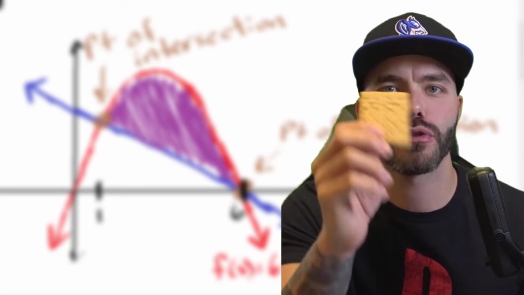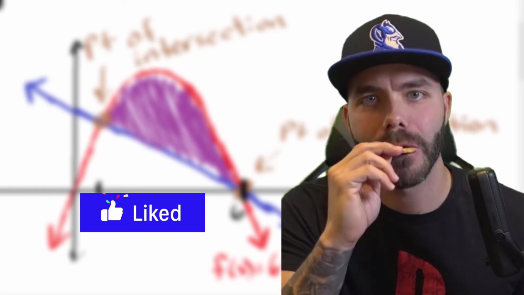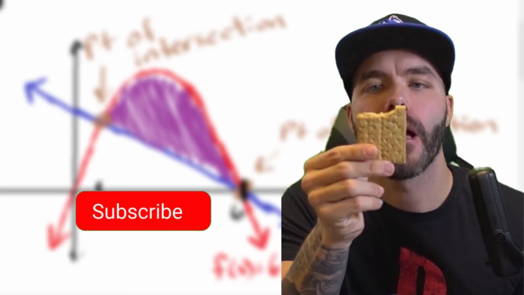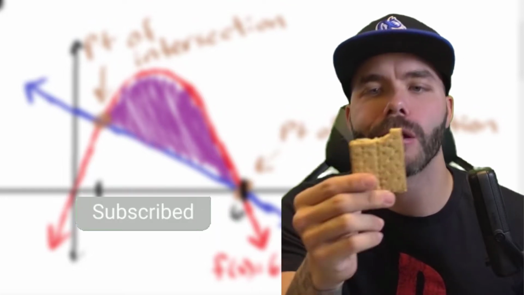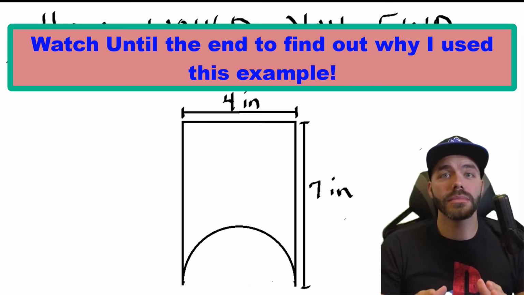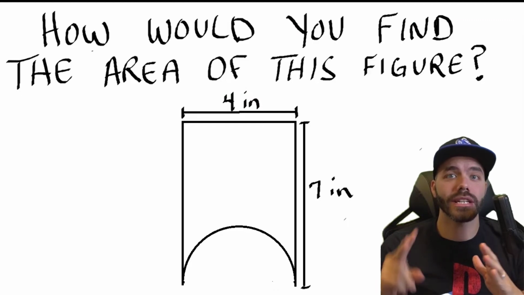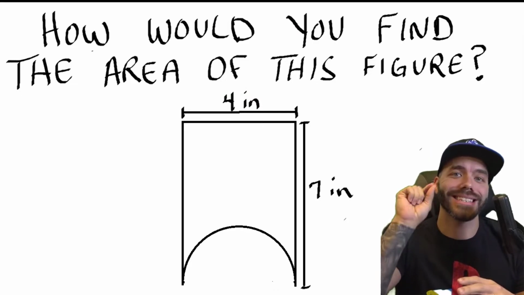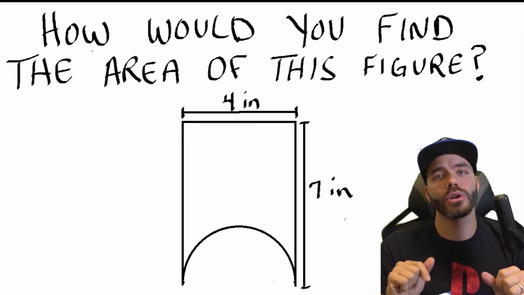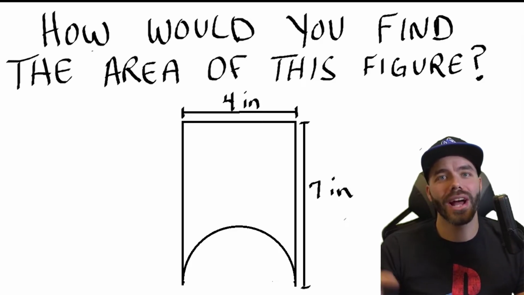Think of this figure as a graham cracker with a bite taken out. Well, that didn't work. All right, let's understand what it means to find the area between two curves. To get this point across, I want to look at this figure right here.